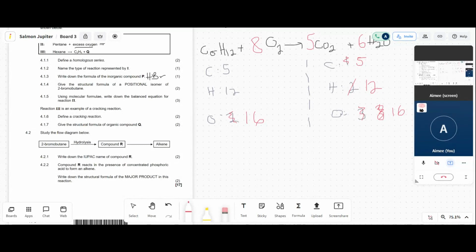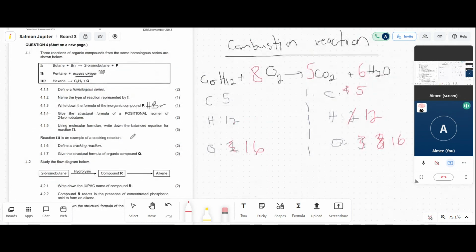4.1.7, give the structural formula of organic compound Q. Once again, more studying. Cracking is a type of reaction you need to go study, so that you know what the products will be. Here we've got hexane, so the prefix means 6. You can see that an alkene has been formed that has used up 2 of your carbons, and that means that you've got 4 carbons left.